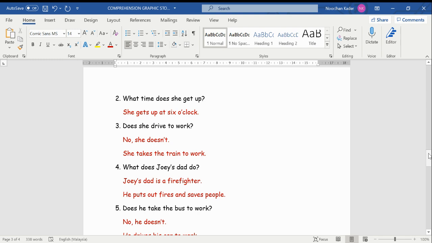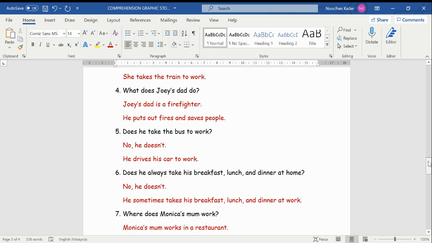Number four to number six, the questions are based on frame two. What does Joey's dad do? Joey's dad is a firefighter. He puts out fires and saves people. Number five, does he take the bus to work? No, he doesn't. He drives his car to work. Number six, does he always take his breakfast, lunch, and dinner at home? No, he doesn't. He sometimes takes his breakfast, lunch, and dinner at work.